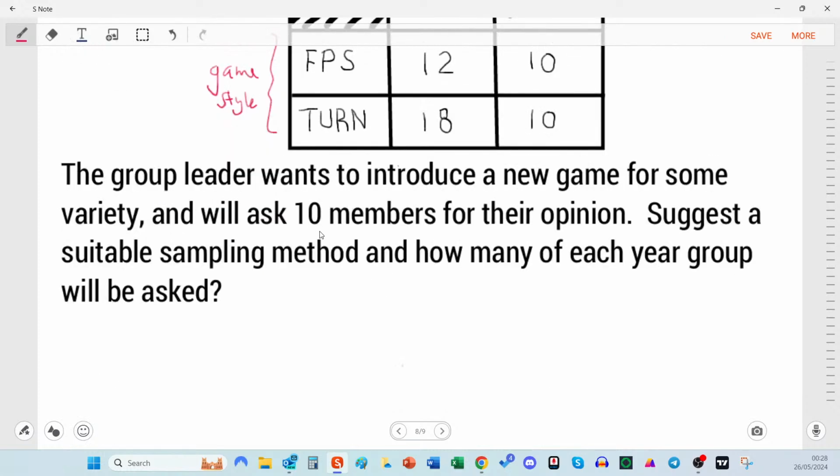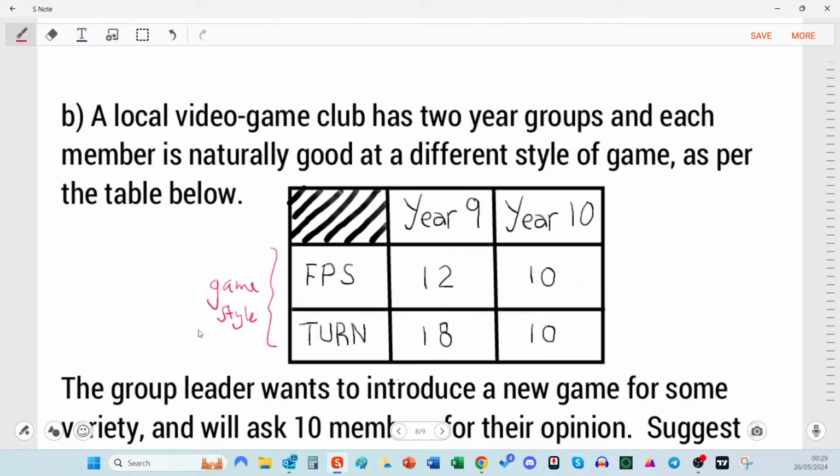Anyway, the group leader wants to introduce a new game for some variety, and will ask 10 members for their opinion. Why didn't they just ask all of them? I guess they haven't got that many people available. Maybe they're just going to take too long. I don't know. Anyway, it's maths. We can have questions that don't necessarily make sense in the real world. We don't really live in the real world as mathematicians. Suggest a suitable sampling method and how many of each year group will be asked.